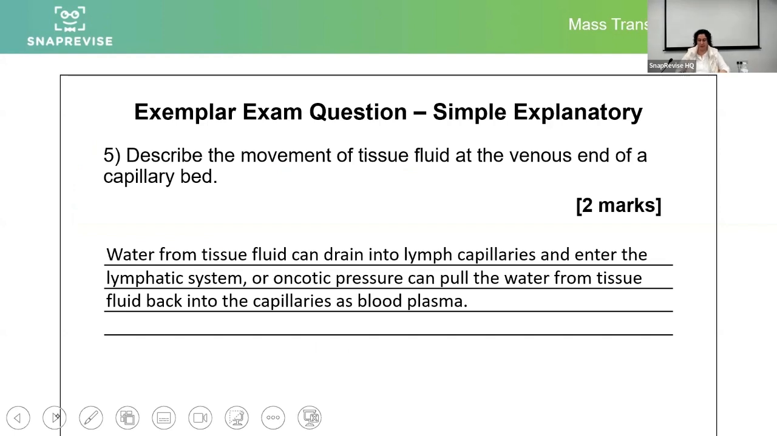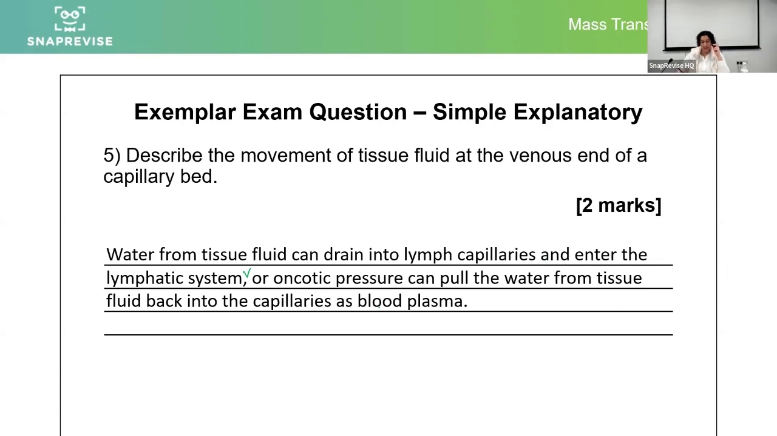Let's look at these answers together. The answer. So, describe, right? So we are going to describe the movement of fluid. So water from the tissue fluid can drain into the lymph capillaries and enter the lymphatic system here. So that's one mark. Or oncotic pressure can pull the water from the tissue fluid back into the capillaries as blood plasma.